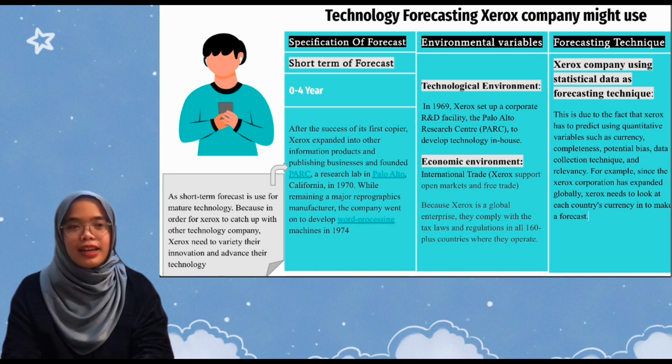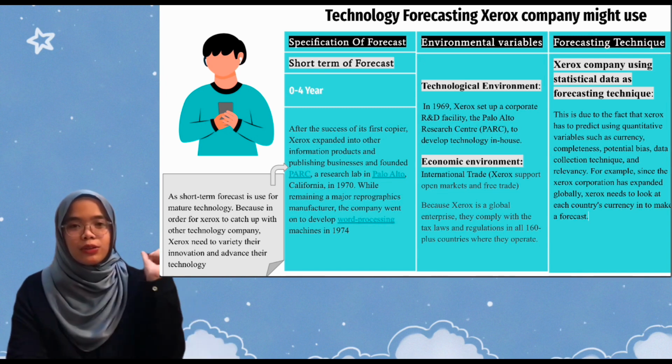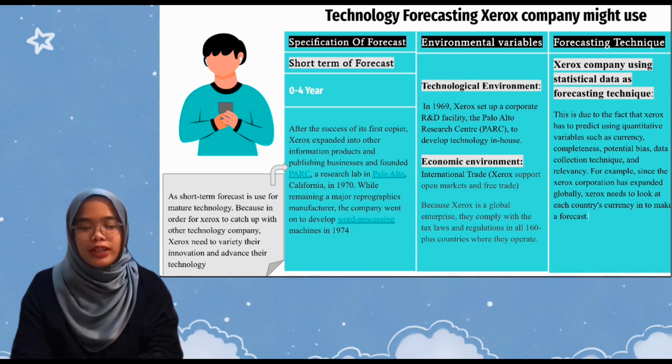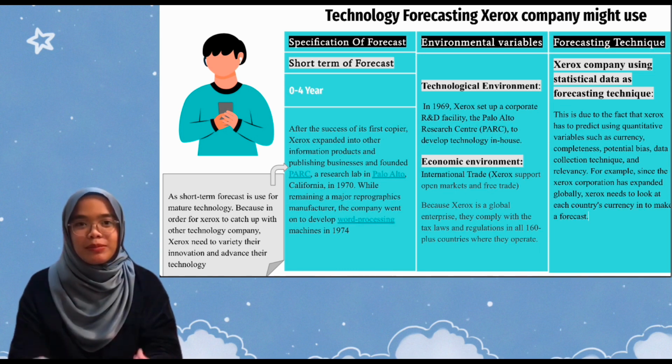Other than that, there are 2 environment variables in Xerox company, which are technological variable and also economic variable. For the technological variable, they set up R&D facility to develop their technology.